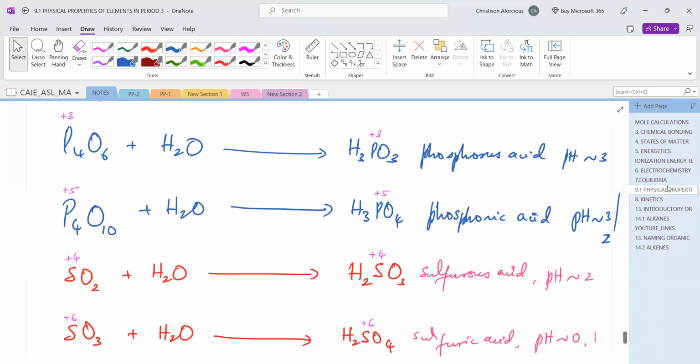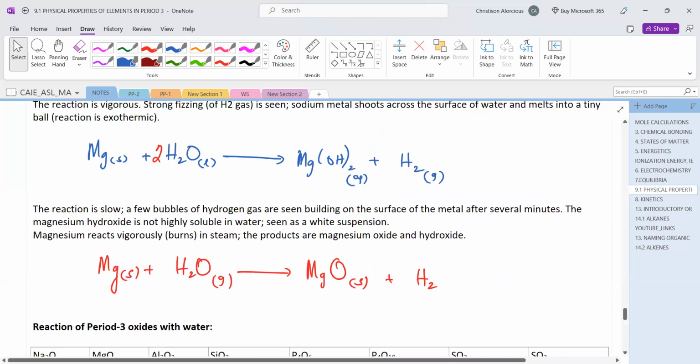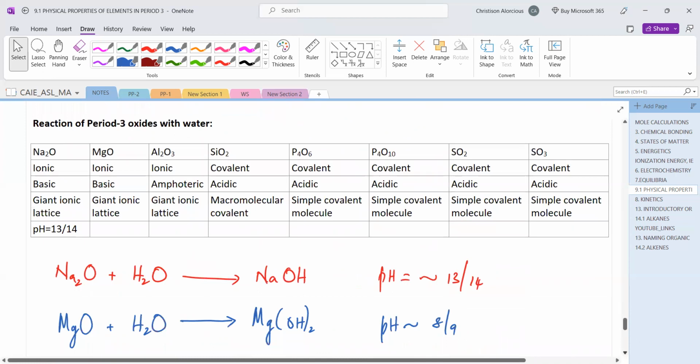So we can say that as you go from the left to the right, they start as being basic, and the basic nature keeps decreasing. It turns to acidic. So similarly, you start from ionic, and the ionic nature decreases as you go across the period and turns into covalent. When it's fully covalent, it becomes pretty strongly acidic. So that is what we understand from the reactions of the period 3 oxides with water.